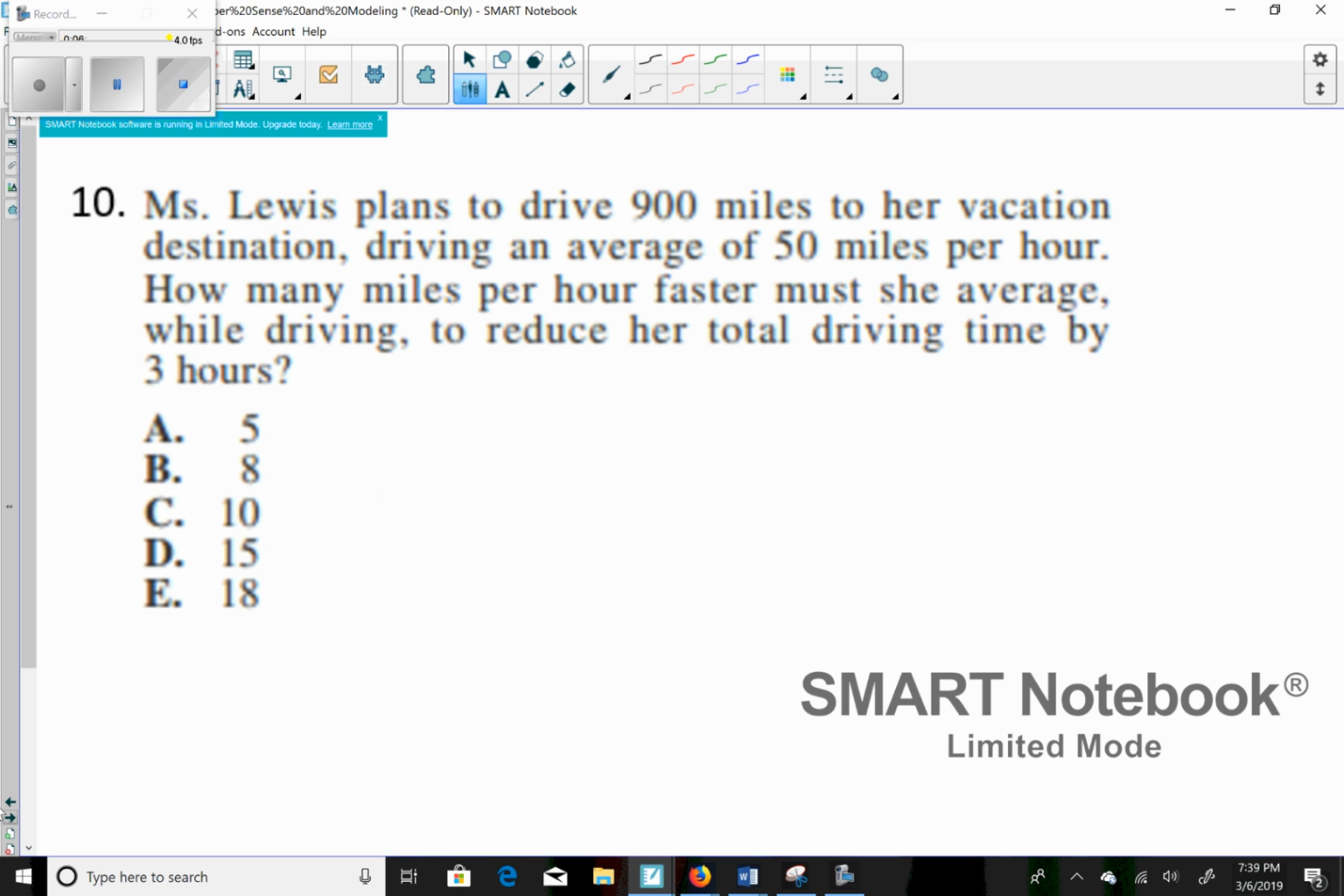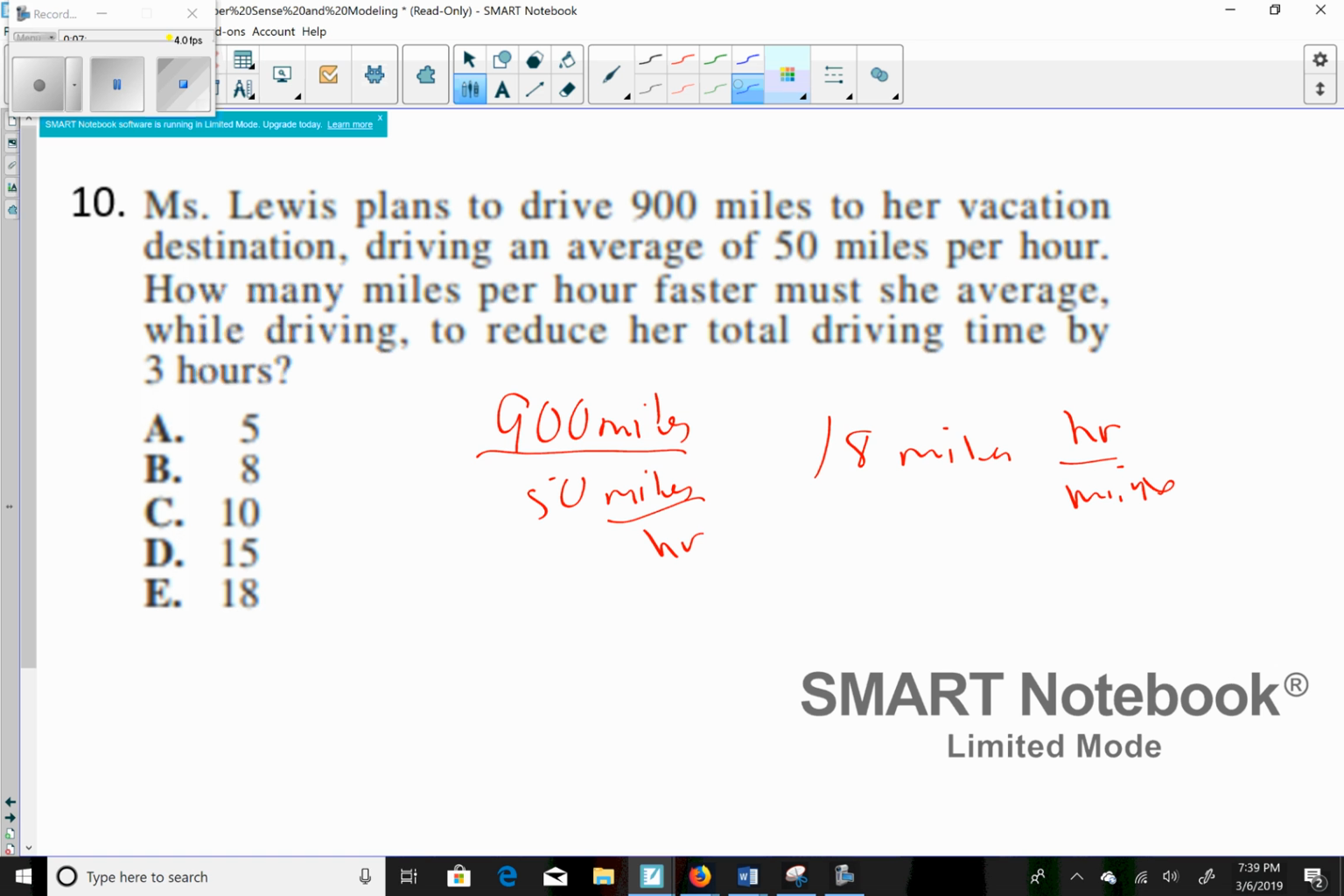Number 10, Ms. Lewis plans to drive 900 miles to her vacation destination, driving an average of 50 miles per hour. How many miles per hour faster must she average while driving to reduce her total driving time by 3 hours? Well, first of all, I'm going to find out how long it takes her to drive. So I'm going to take these 900 miles and divide it by the 50 miles per hour. When I divide 900 by 50, I end up with 18. The units of miles will simplify, and it's going to take her 18 hours.